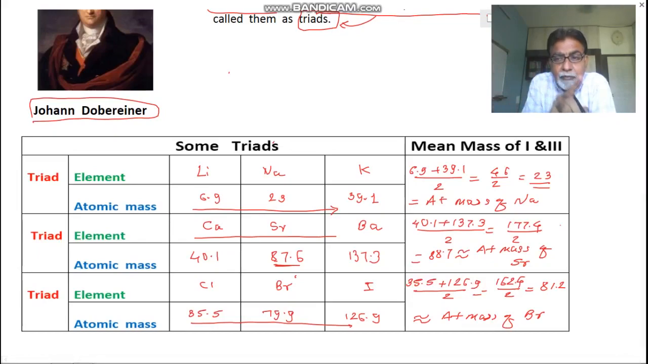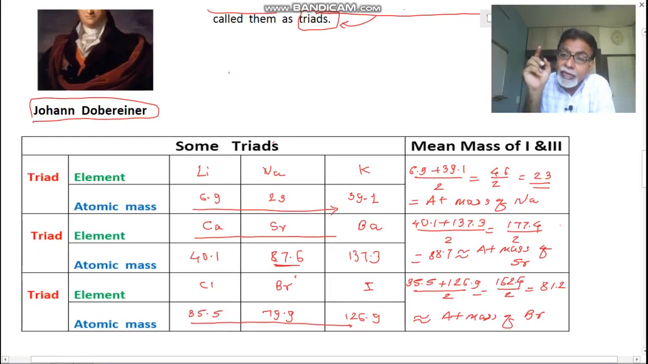This is what he observed, and accordingly you can say that the average or mean of the atomic masses of the first and third element in the triad will be equal, or approximately equal, to the atomic mass of the middle element in the triad. And this gives rise to a law which is called Dobereiner's law of triad.